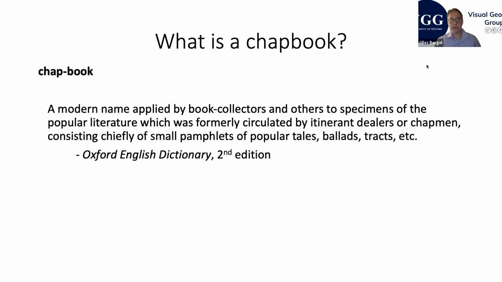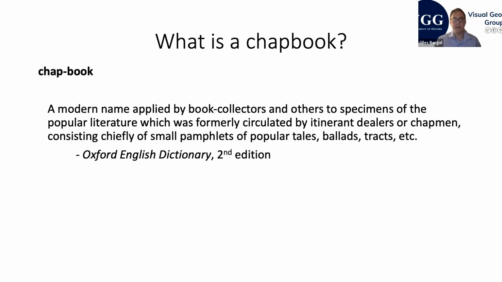What is a chapbook? According to the OED, the Oxford English Dictionary, it is a modern name applied by book collectors and others to specimens of the popular literature which formerly circulated by itinerant dealers or chapmen, consisting chiefly of small pamphlets of popular tales, ballads, tracts, etc. You can clearly hear the caution in this definition, can't you? A modern name applied by book collectors and others. And you can also detect a certain miscellaneous quality in the materials described: small pamphlets, popular tales, ballads, tracts, etc.